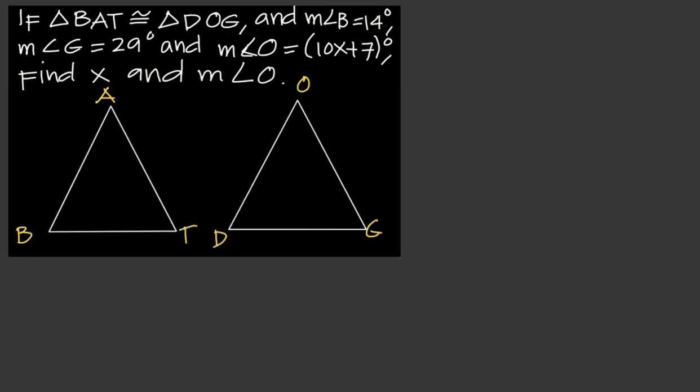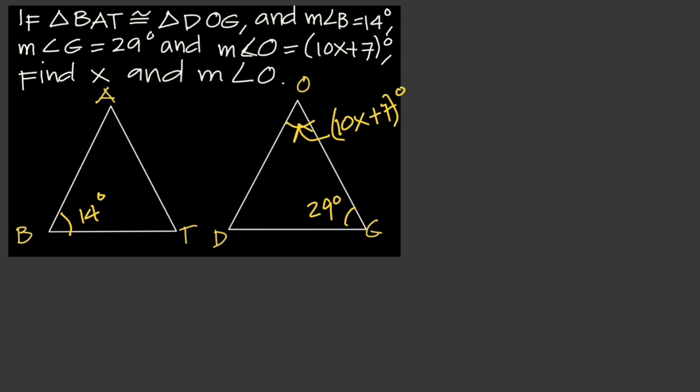Let's solve this problem here about triangle congruency. So we're given two congruent triangles here, BAT and DOG. If triangle BAT is congruent to triangle DOG, and the measure of angle B is 14 degrees, and the measure of angle G is 29 degrees, and the measure of angle O is 10x plus 7 degrees. Find x and the measure of angle O.